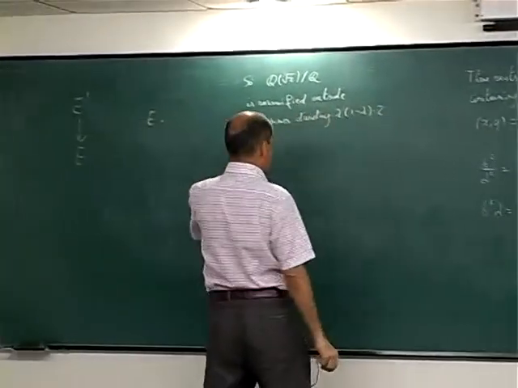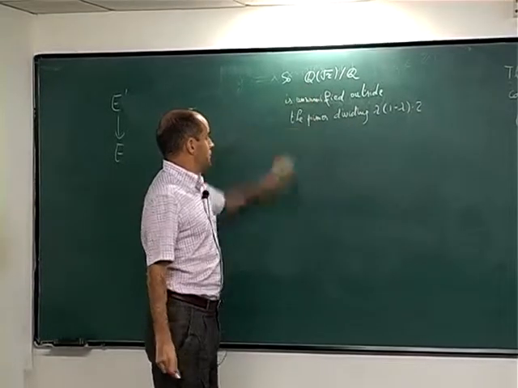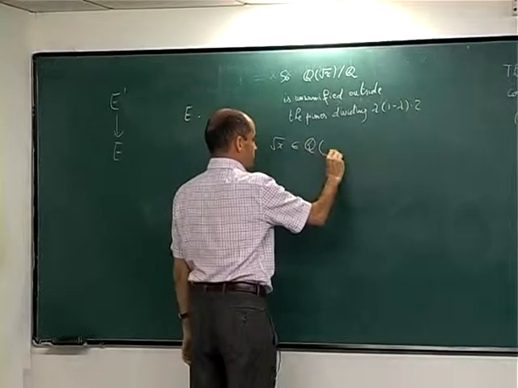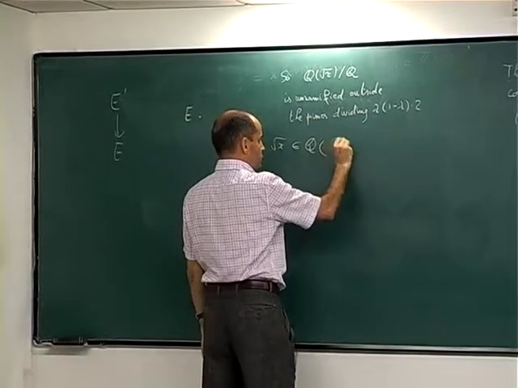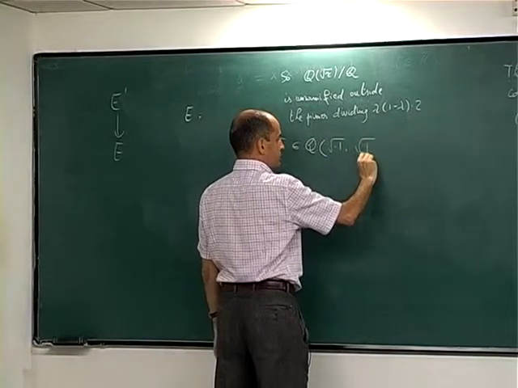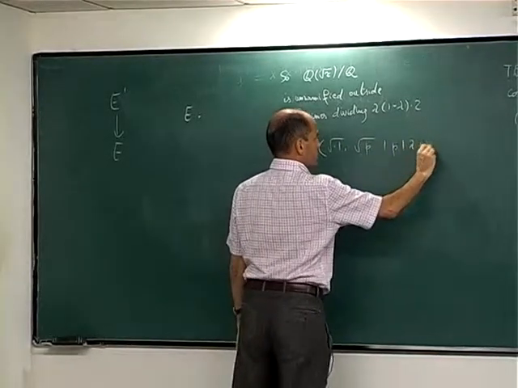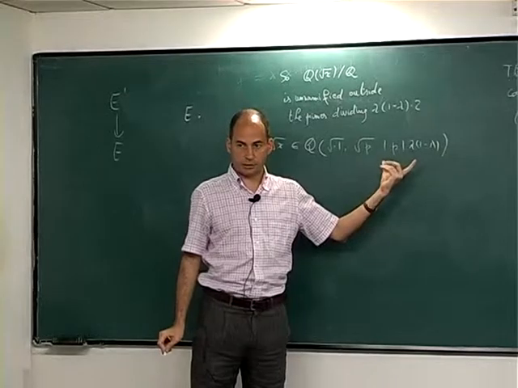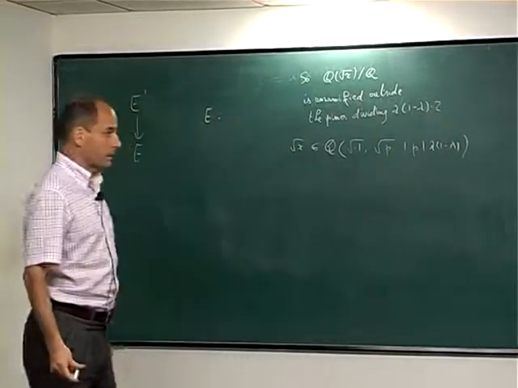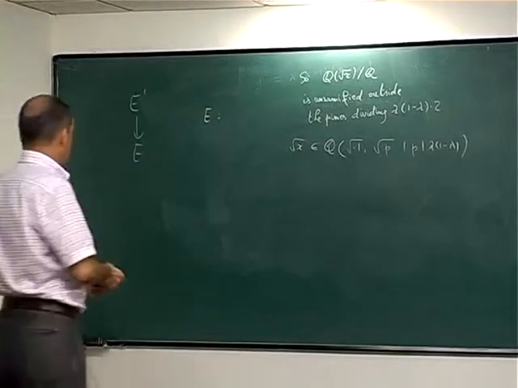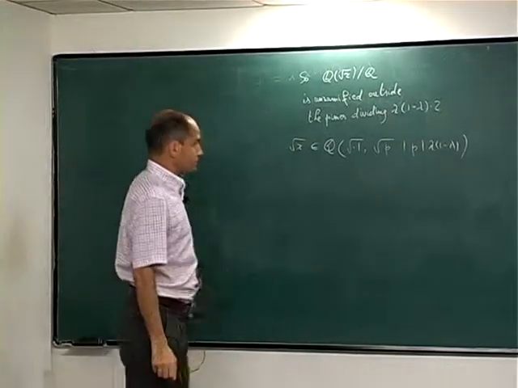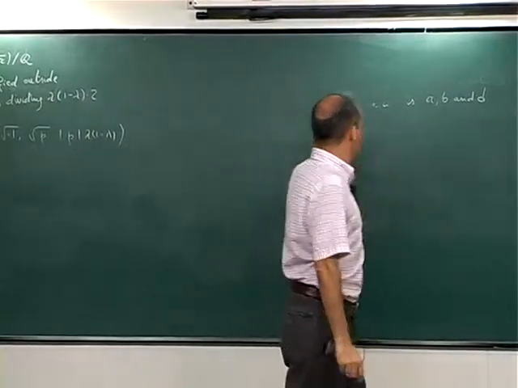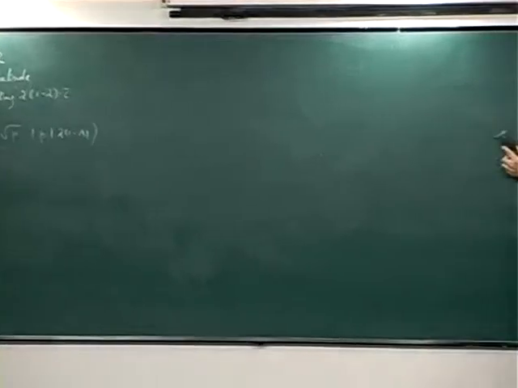So square root of x belongs to the field generated by square root of minus 1 and square roots of the primes dividing lambda times 1 minus lambda, and this is a finite degree extension of Q. And the idea of the proof of the Chevalley-Weil theorem is the same.